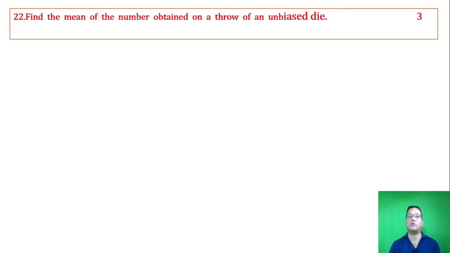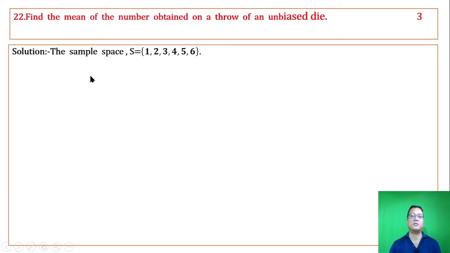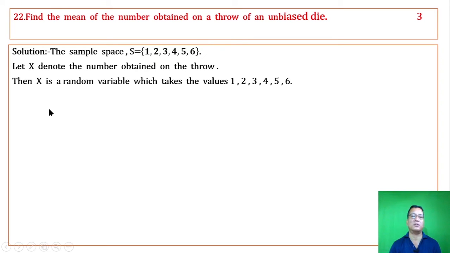The sample space S consists of 1, 2, 3, 4, 5, 6. Let X denote the number obtained on the throw. Then X is a random variable which takes the values 1, 2, 3, 4, 5, 6. Also P of 1 is 1 by 6, P of 2 is 1 by 6. Similarly, the probability of every number is 1 by 6.